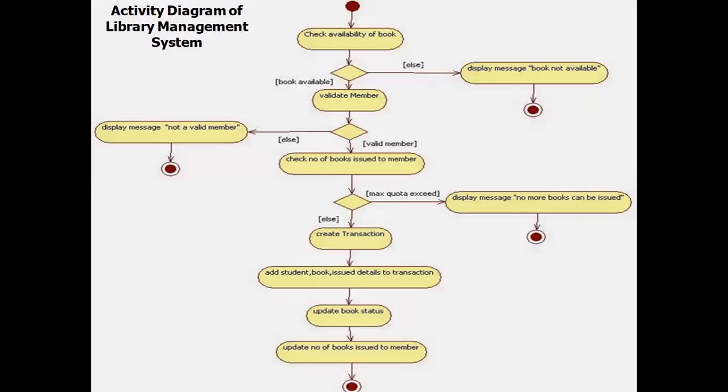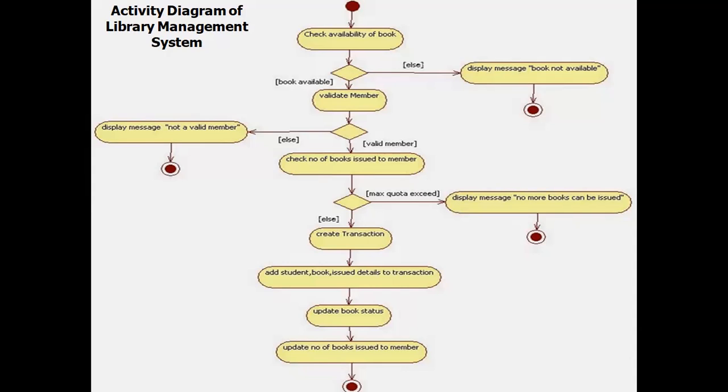Another example of an activity diagram is like a flow chart. In this diagram, check the availability of the book. If the book is available, then validate the member. If the book is not available, display the error message: sorry, the book is not available.